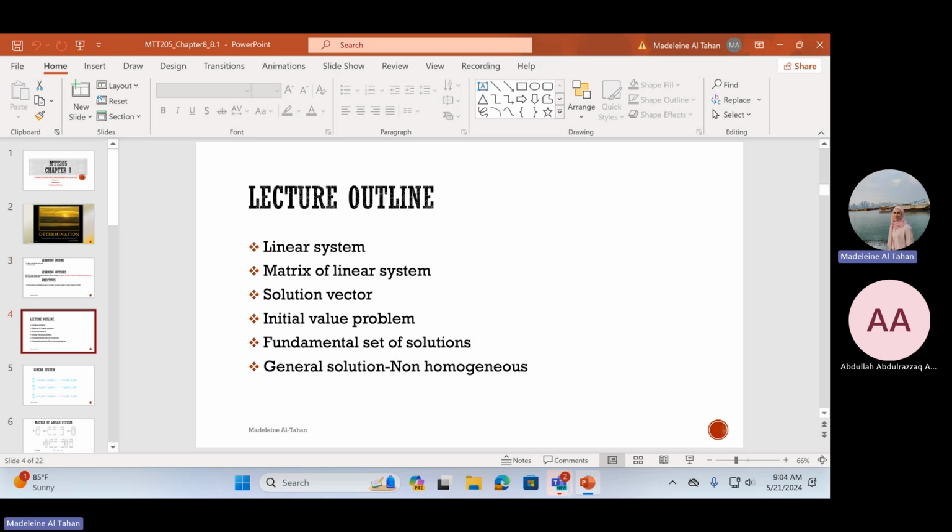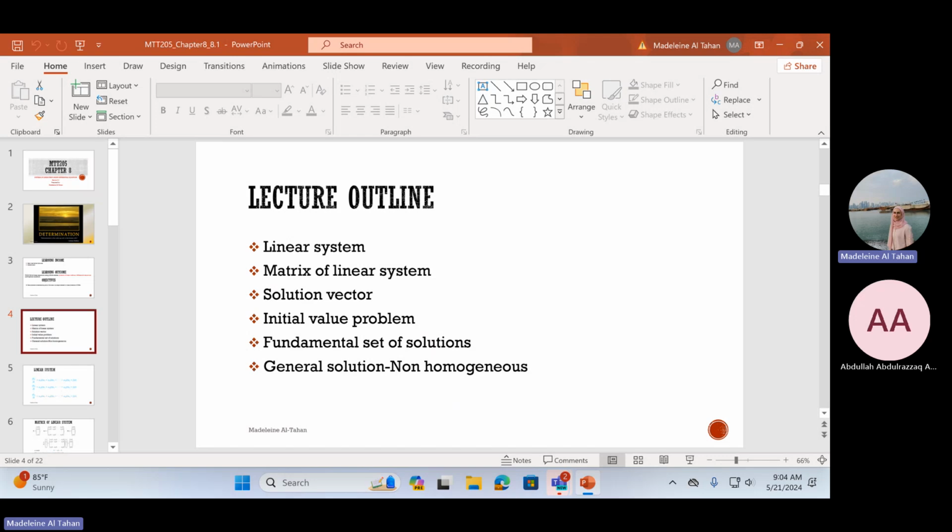We'll start by talking about linear systems and the matrix for a linear system. Of course, we are talking here about differential equations and the solution vector. Why do we say solution vector and not just solution? How many equations do we have? More than one equation, so more than one unknown that we need to find. Maybe x and y, both we need to find, x in terms of t and y in terms of t.